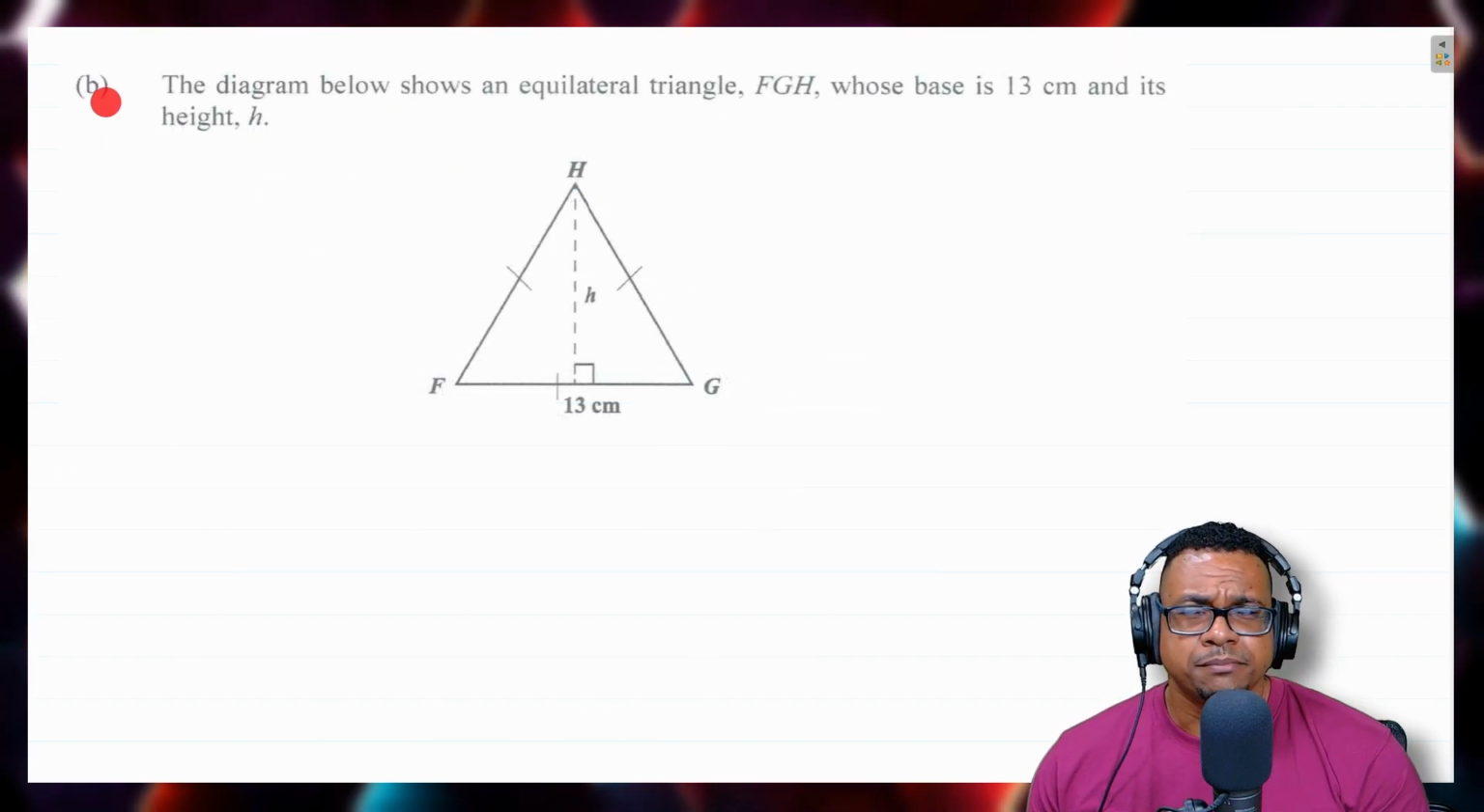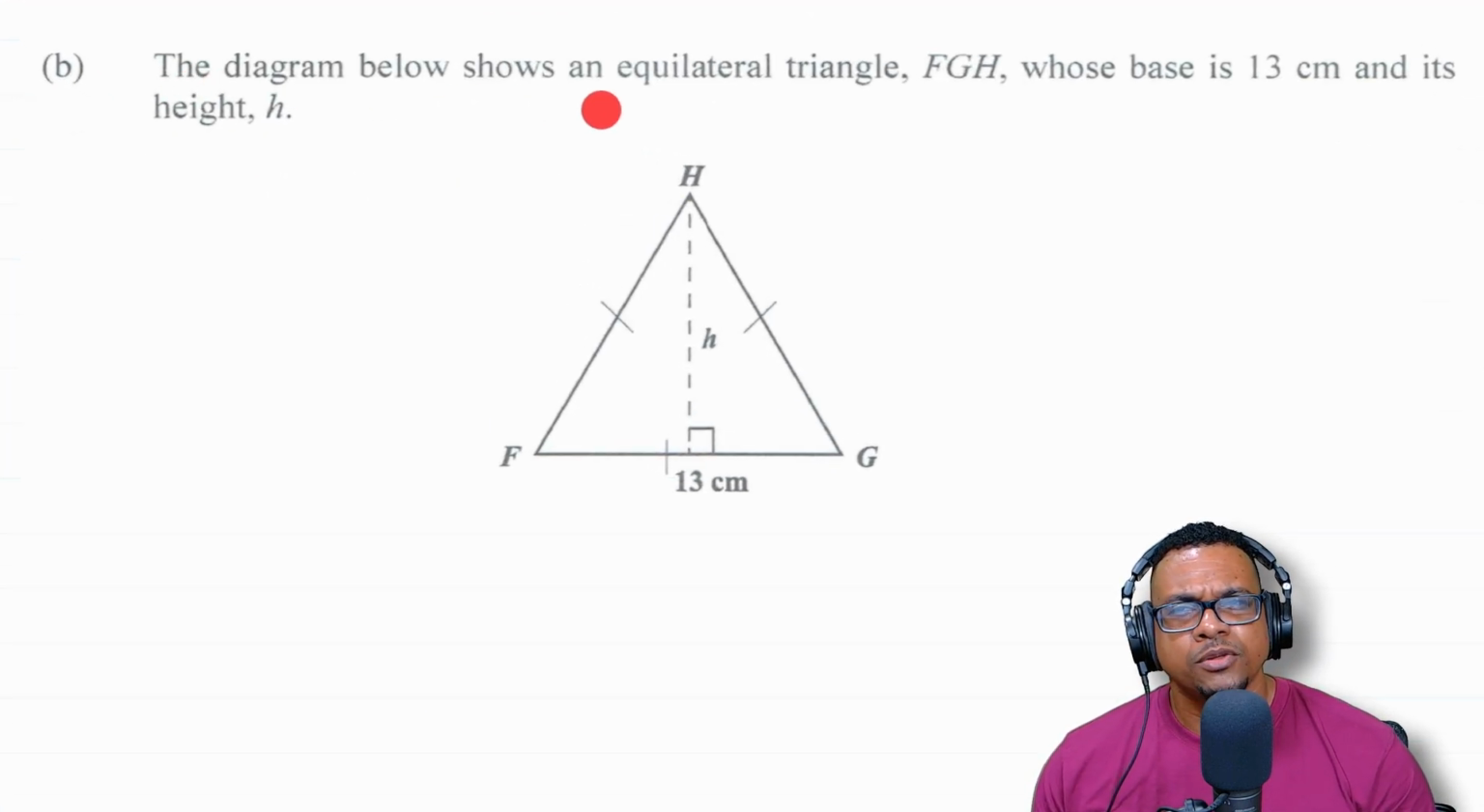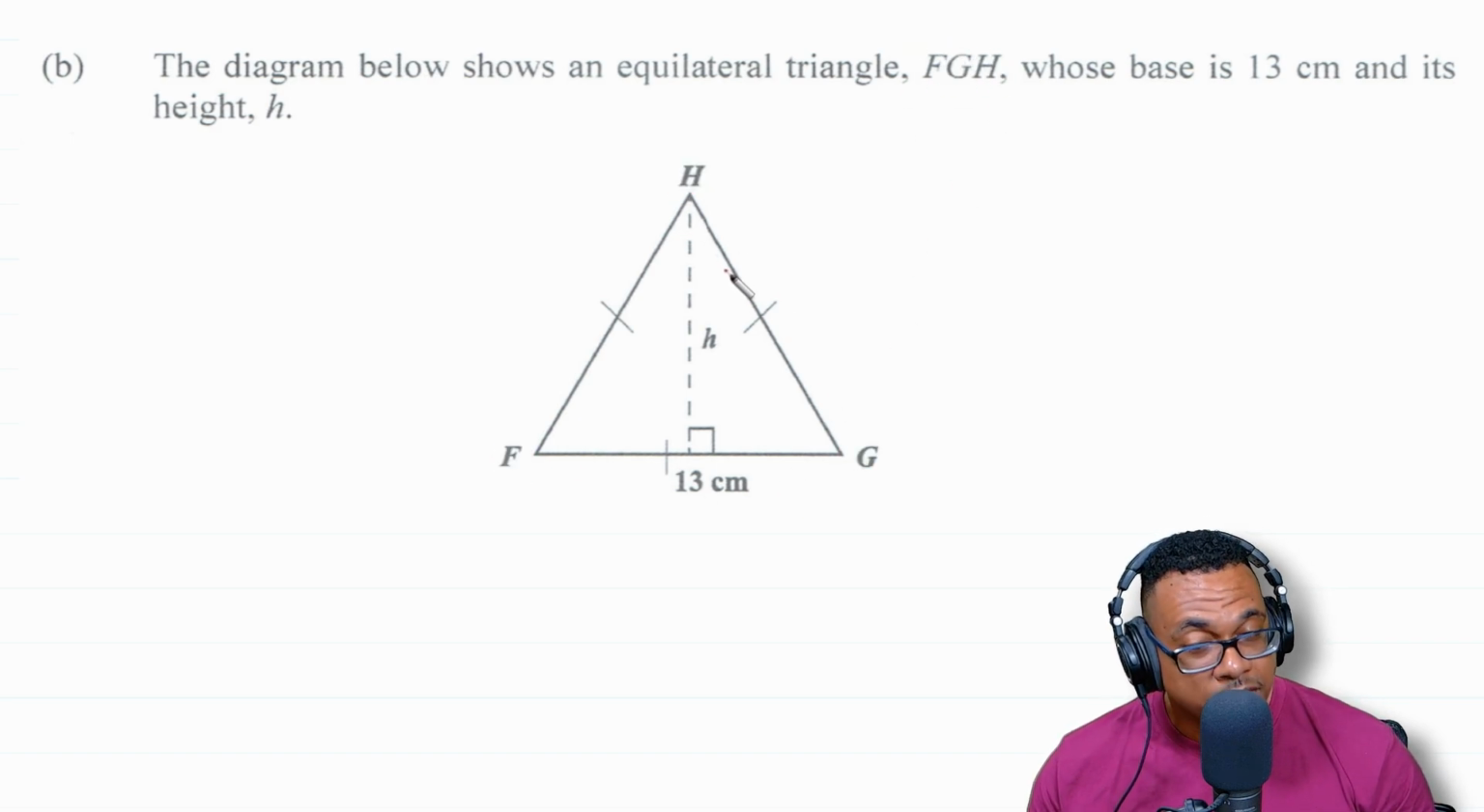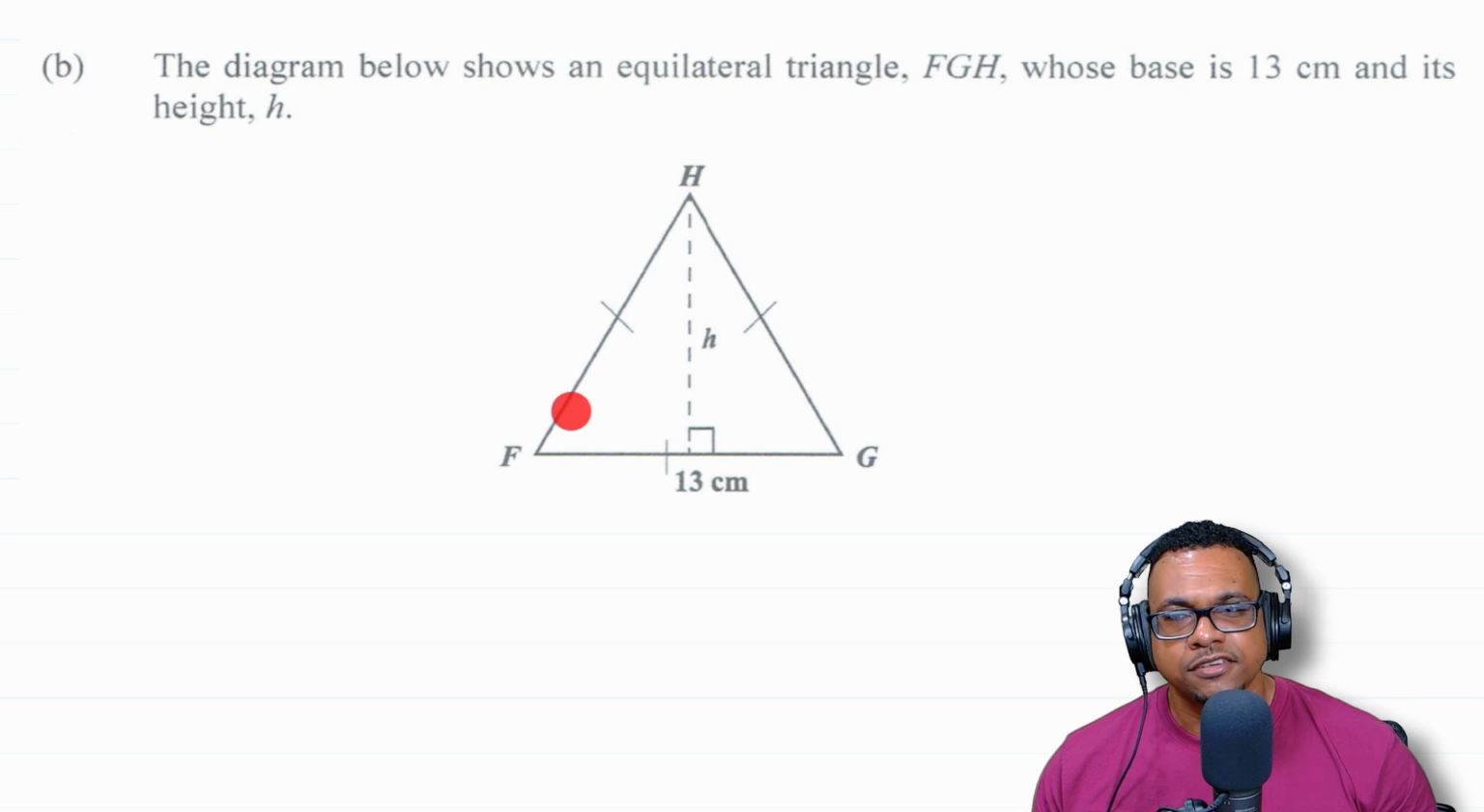So now we're moving on to part B of the question. The diagram below shows an equilateral triangle, FGH. So FGH is an equilateral triangle, which means the length of all the sides are equal. So if here's 13, then here's also 13, and here's also 13. Let's put that in. So here's also 13 centimeters, and here's also 13 centimeters.